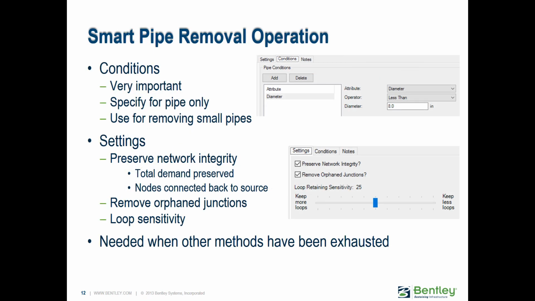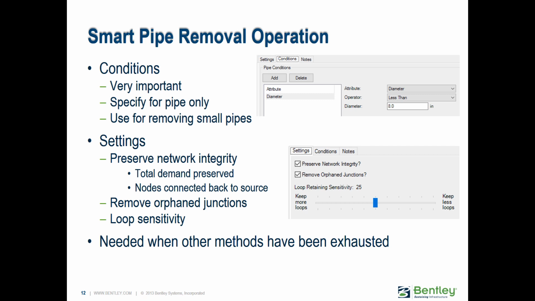So here's one of the Skelebrator methods, smart pipe removal. So you have your conditions where you can specify the attribute that you're going to apply it to. So maybe you only want to apply the skeletonization to small diameters, and you want to keep the large diameters the way they are. So you can specify different conditions for skeletonization. And then you have your settings where you can kind of move the slider, actually literally, to make some tweaks as far as just how aggressive it will be at skeletonizing things.